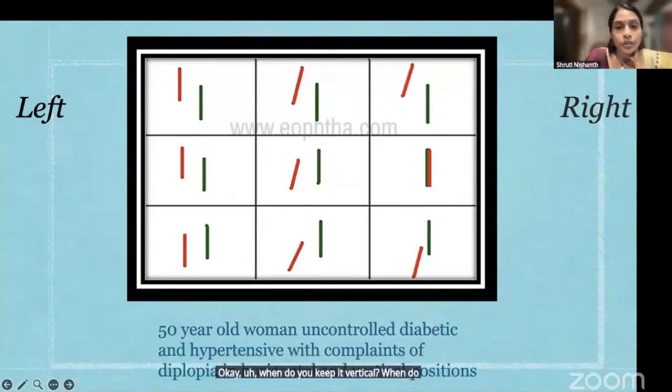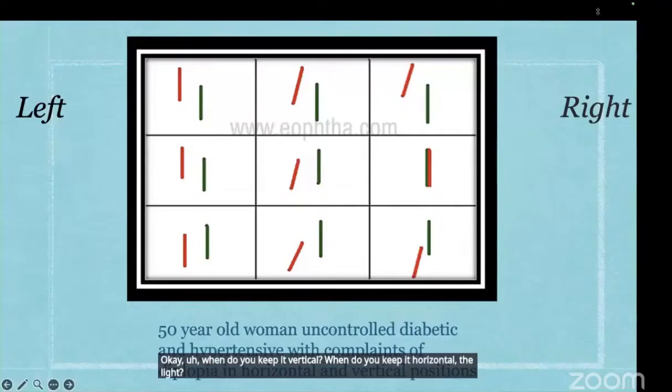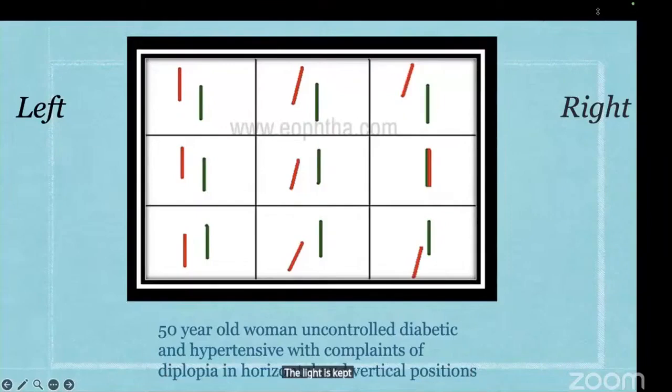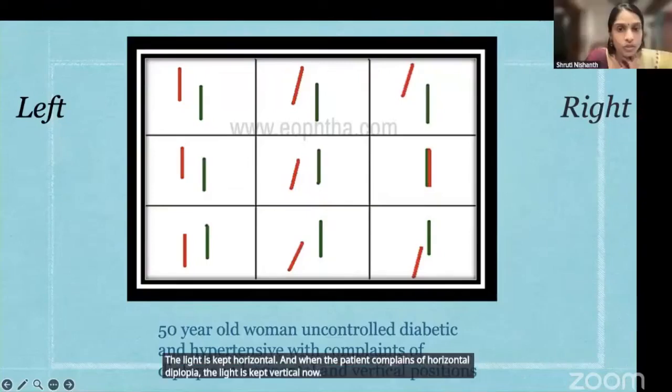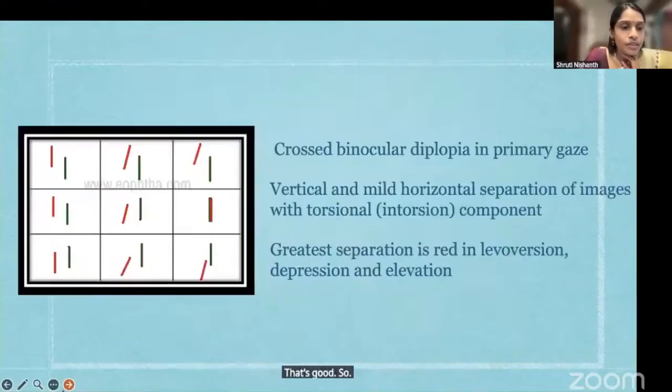When do you keep it vertical? When do you keep it horizontal, the light? So when the patient complains of vertical separation or vertical diplopia, the light is kept horizontal. And when the patient complains of horizontal diplopia, the light is kept vertical. Okay, that's good. So this is again just for quick interpretation.